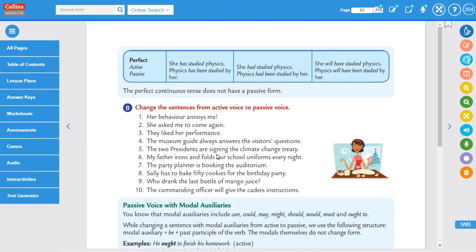Ma'am, is, because climate is one singular. That's why I think is. Climate change treaty means they are talking about one single treaty. That's why it would be, yes, ma'am, the climate change treaty is being signed by the two presidents. Correct. Number six. My father irons and folds our school uniforms every night.